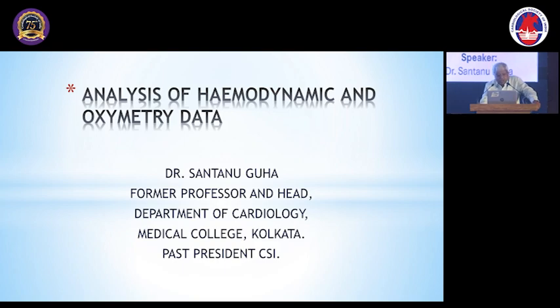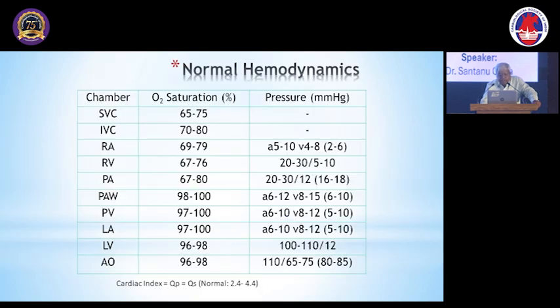This is the normal oxygen saturation and the pressure data. You can find it everywhere. Let us start with the first one. I will ask you guys to interpret. An 18-year-old, asymptomatic, acyanotic, S2 wide split, and there is an ejection systolic murmur at the base. What is the diagnosis? One of you, please, quick.